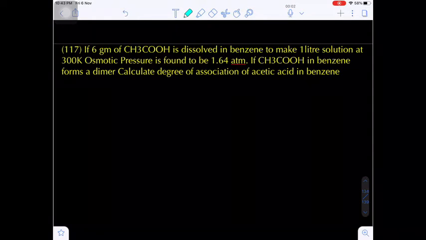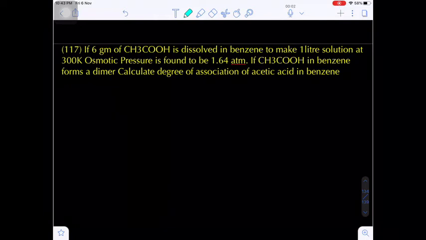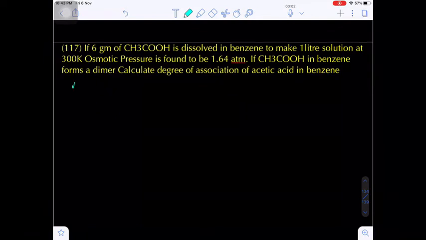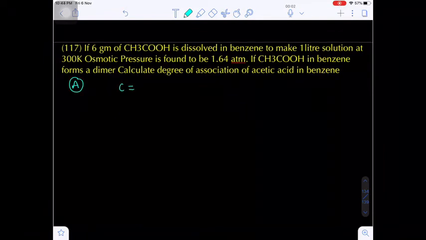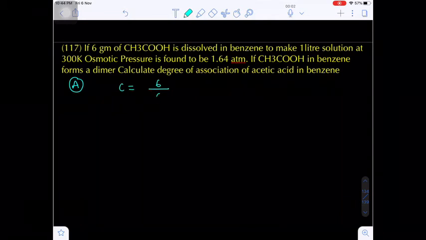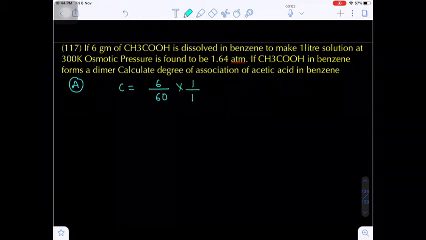Osmotic pressure is found to be 1.64 atm. If acetic acid in benzene forms a dimer, calculate the degree of association of acetic acid, that is called alpha. Okay. Now first of all, I am calculating the concentration. Concentration, that is the molarity, is equal to given mass 6 grams, molar mass of acetic acid 60, into 1 liter solution.